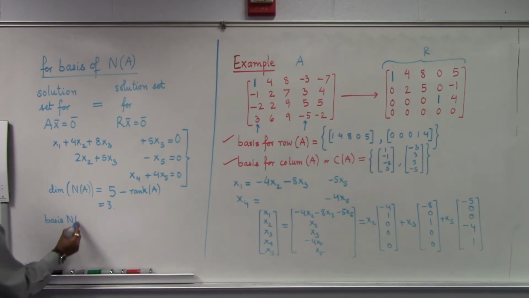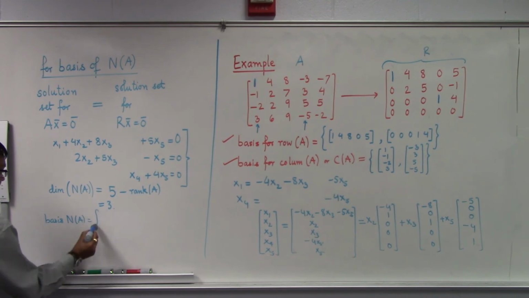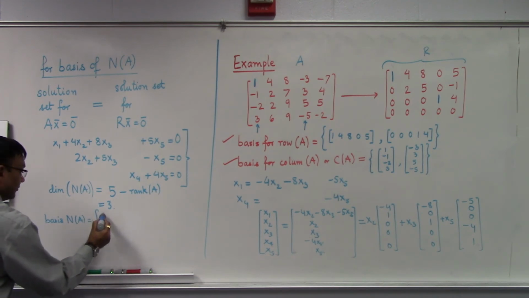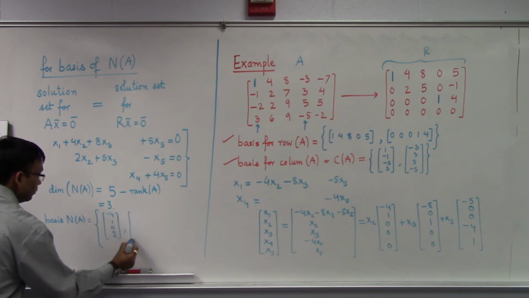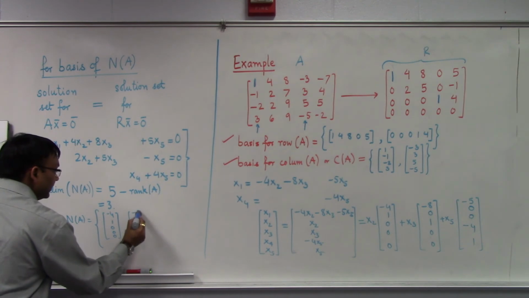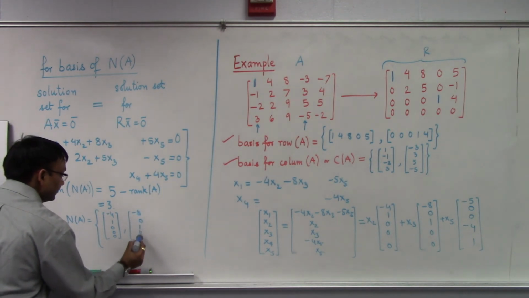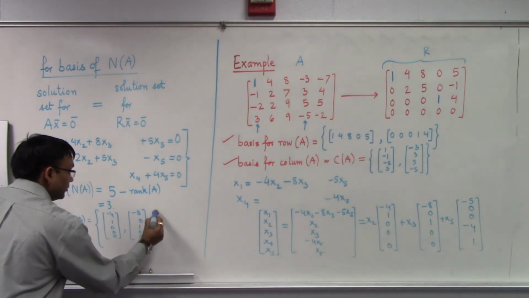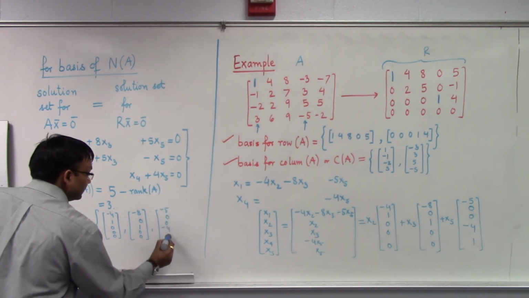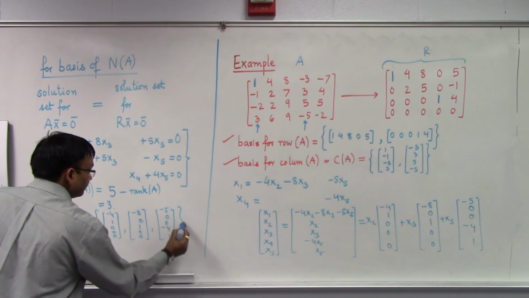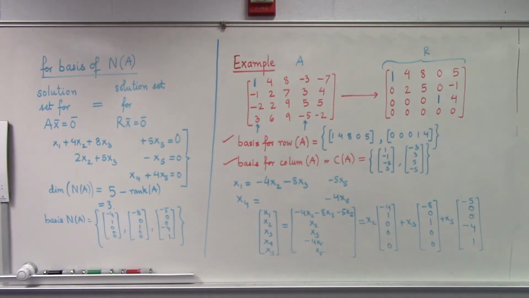So a basis for the null space of A is of the form minus 4, 1, 0, 0, 0, minus 8, 0, 1, 0, 0, and minus 5, 0, 0, minus 4, 1. This is one of the bases of the null space of A.